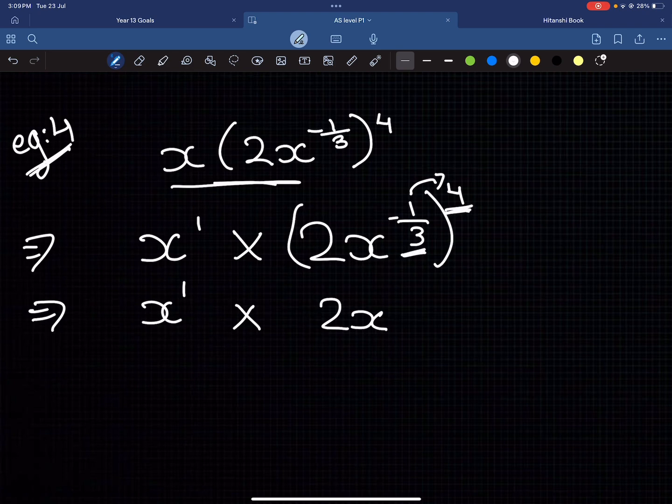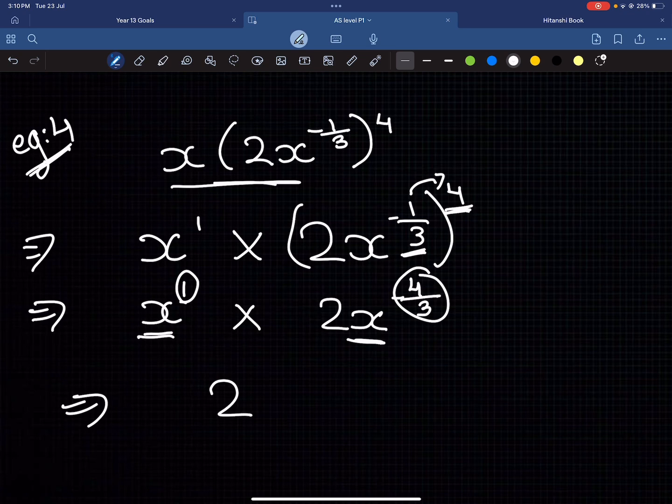And if you don't know why, I suggest you go back and watch the first video in the series, because that's where I've explained the basic laws of indices. But yeah, then we have 2x raised to the minus 4 by 3. Okay, now again I've got the same variable, but I have different powers. So how can I write that? So I'll take 2x raised to, and then because we have multiplication, I am going to add these two powers. So then I have 1 plus minus 4 by 3.